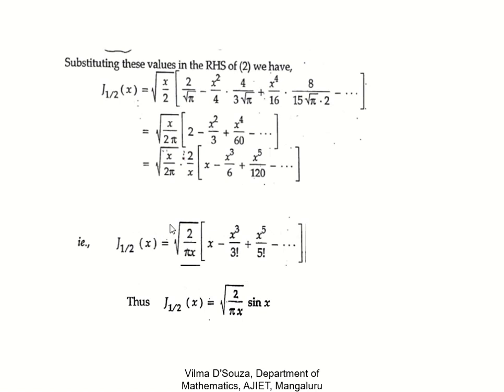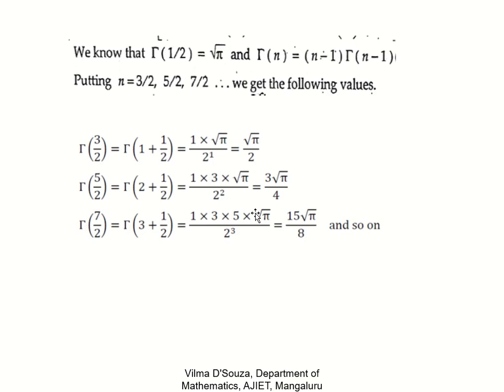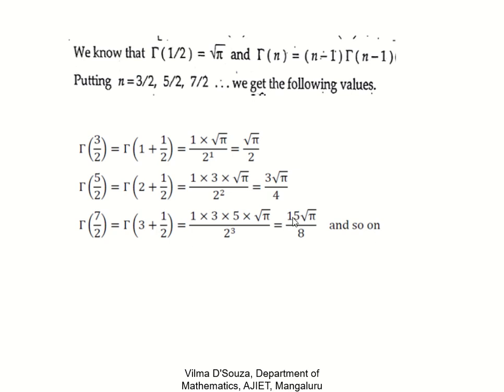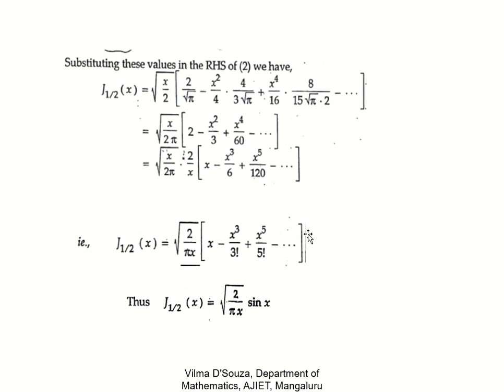Now substitute all these values here. Root x by 2, keep as it is. 2 by gamma half you have in the denominator, that is root pi, minus x square by 4 into 4 by 3 root pi, plus x to the power 4 by 16, x by 2 to the power 4 you have. So x to the power 4 by 16. Go back and check what is the term you have: 1 by gamma 7 by 2. What is gamma 7 by 2? 15 root pi by 8. So 8 by 15 root pi into 2, and so on.